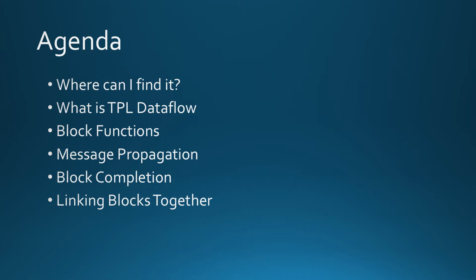Okay, so here's what we're going to cover today. First I'll start off with where you can find TPL data flow. Then I'll give you an overview of what TPL data flow is all about. From there we'll move on to the functions of blocks, and blocks are just the components that make up a data flow. Then we'll talk about message propagation. How do messages actually flow through these blocks? Next we'll talk about block completion, and finally I'll talk about linking blocks together to form these data flow networks or pipelines.